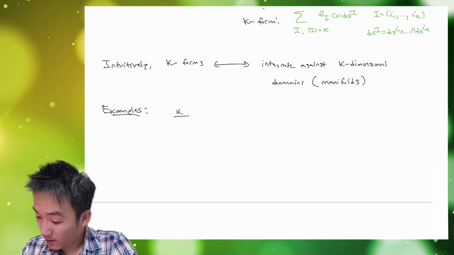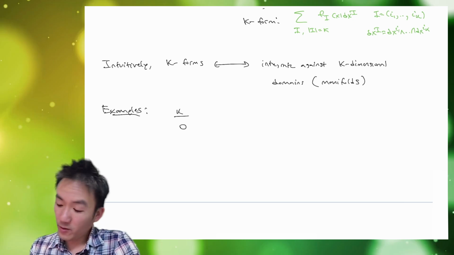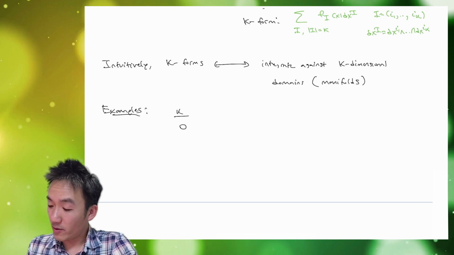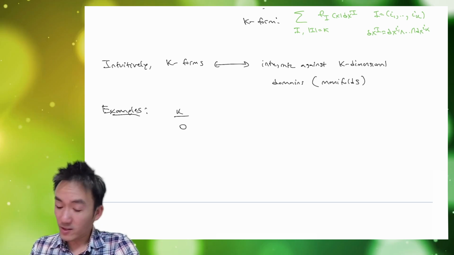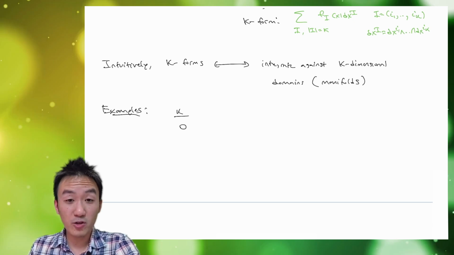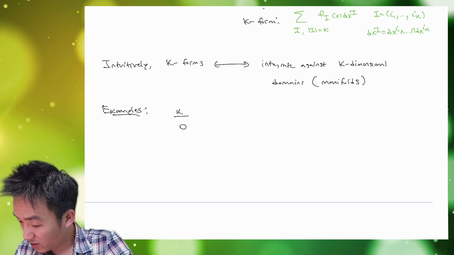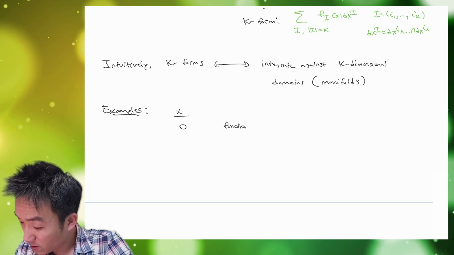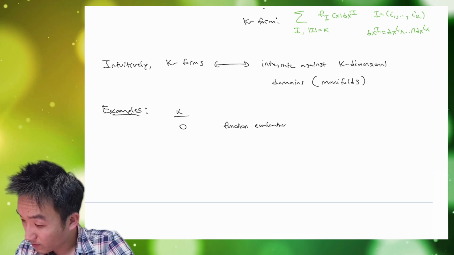So let's look at some examples. For k equals 0, well, what do you mean by integrating against a zero-dimensional object? That's sort of a degenerate case. So you can think of zero-dimensional integration as just evaluation on the set of points, because a zero-dimensional space is just a collection of points. So this is just function evaluation.